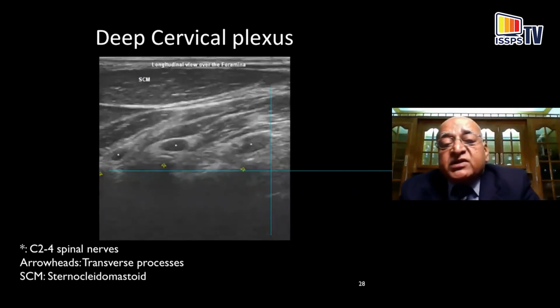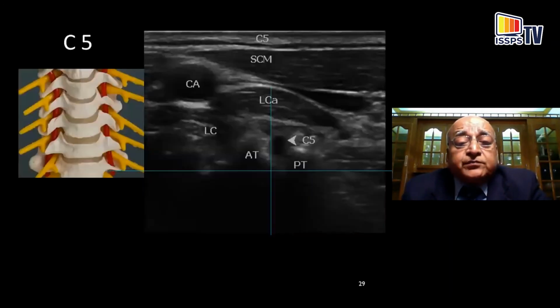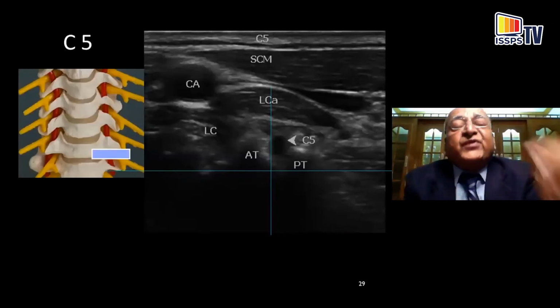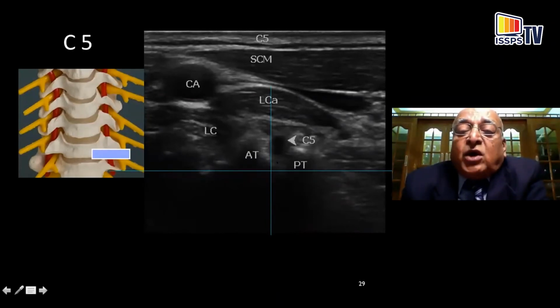The deep cervical plexus can be located by identifying the levels again. If you start from the C4 level, you can watch as the nerve roots come out of the foramina, and then that would be your deep cervical plexus. Moving further down from C4 to C5, what is interesting about C5 is that it has almost level anterior and posterior tubercles of the transverse process.